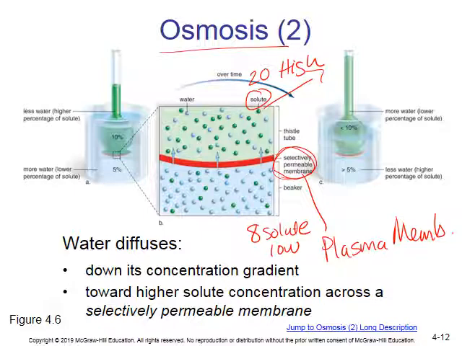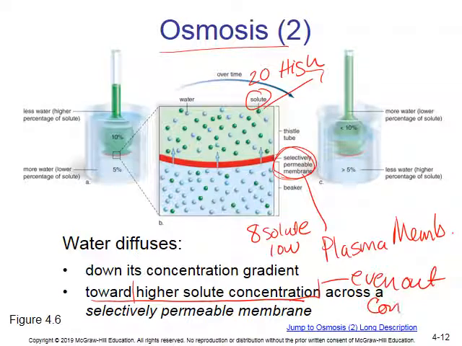Well, the solute can't get through the plasma membrane, but the water can move. So the water moves towards the higher solute concentration. It's trying to even out the concentrations. So if my solute is high on this side, which way do you think the water is going to move? Right. So the water is moving toward where the solute is the highest.